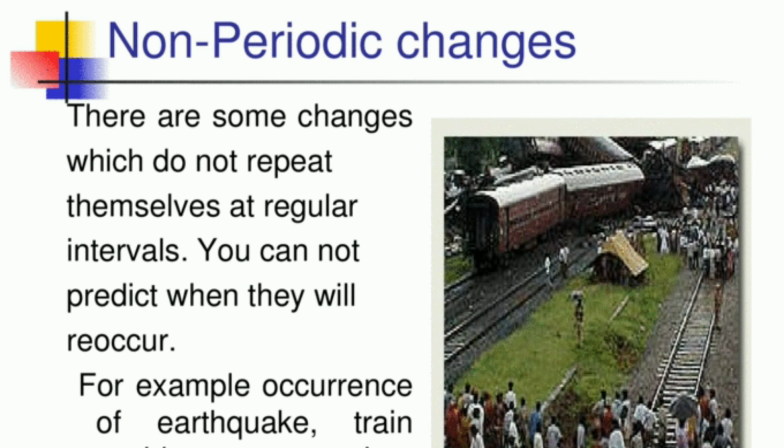The same thing with train accidents. Just think that around 10 days or 1 week back a train accident occurred. Again, when it will occur, we can't say. Even sneezing is one non-periodic change. For example, now if I sneeze, when I will sneeze again, I cannot predict. So these types of changes, which do not repeat at regular times, are called non-periodic changes.